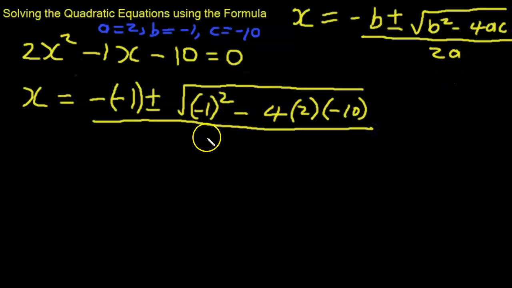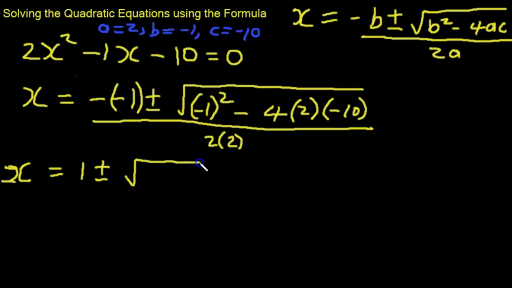Over 2 times A. Now the value of A is 2. So 2 times A is 2 times 2. Good? And now we try and work out what we have in the square root. So we have x equal to, now the double negative, minus minus, that's positive 1. Square root. Any real number squared becomes positive. So negative 1 squared means negative 1 times itself, right? Negative 1 times negative 1 gets positive 1.